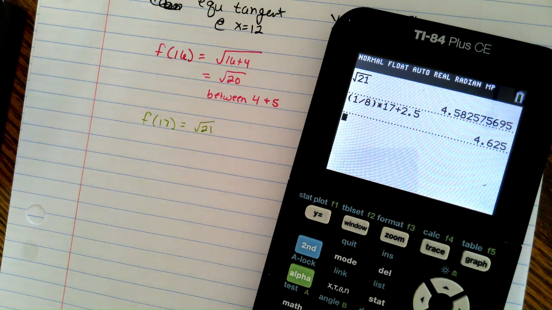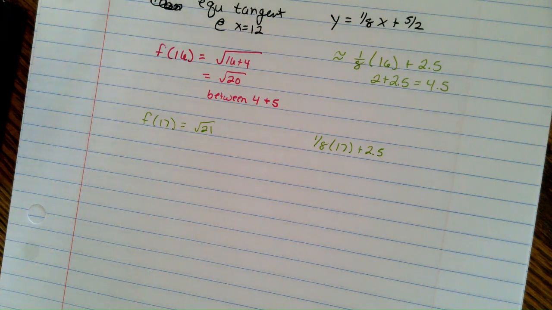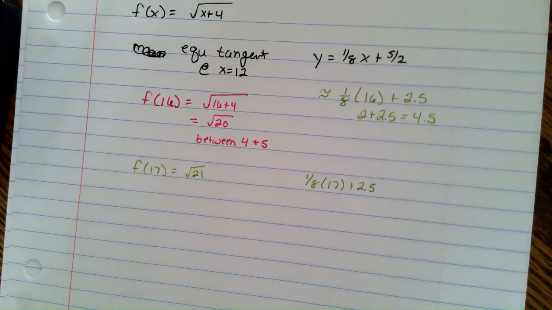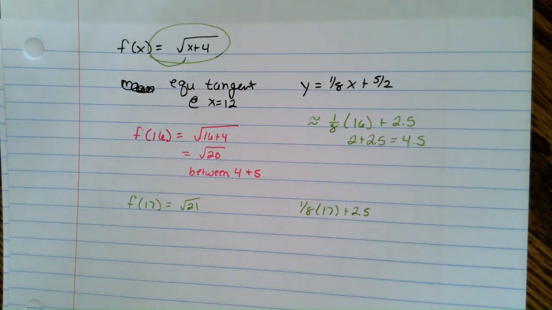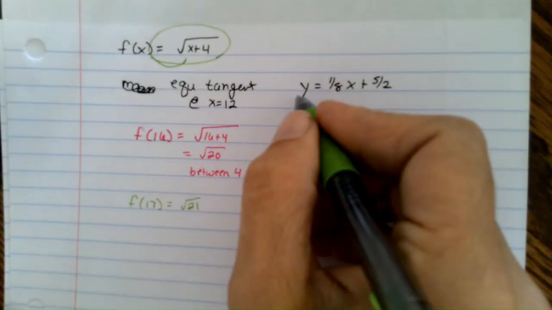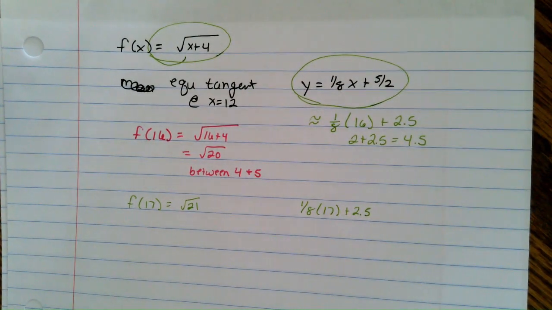Now, the further you get away from 12, the less accurate this becomes. The closer you are to 12, the more accurate it becomes. So if we cannot calculate this because we are having some kind of obstruction, we can approximate it with the equation of a tangent line. So that's another cool effect.